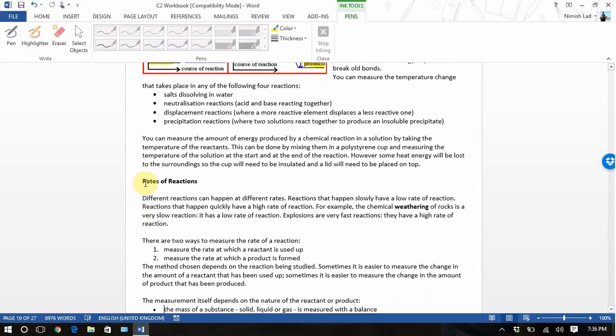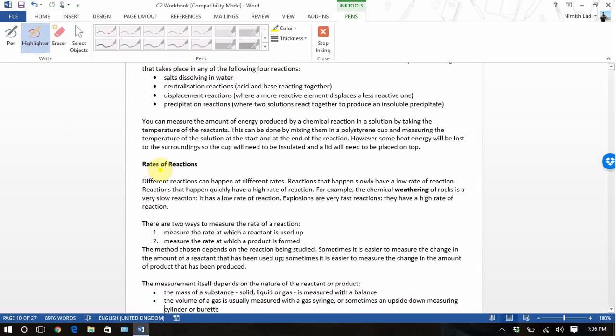Right, so let's go to rates of reaction now. Remember, anything to do with the word rate is to do with how quickly something happens over time. So different reactions can happen at different rates. They can happen very, very quickly, in a short period of time, or very, very slowly over a long period of time. So weathering of rocks is a slow reaction, with a low rate of reaction. Explosions are fast reactions, with a high rate of reaction.